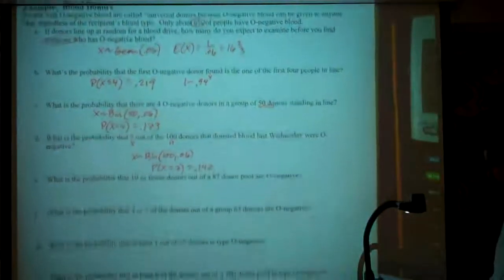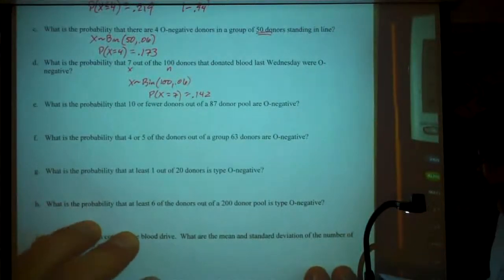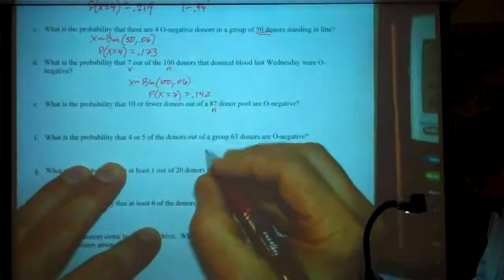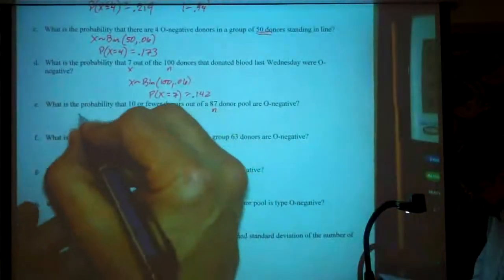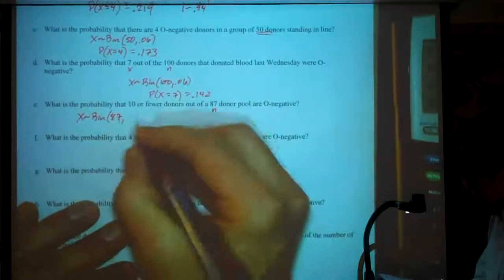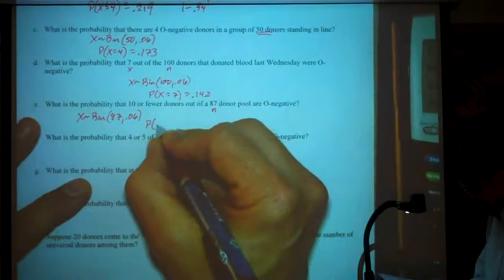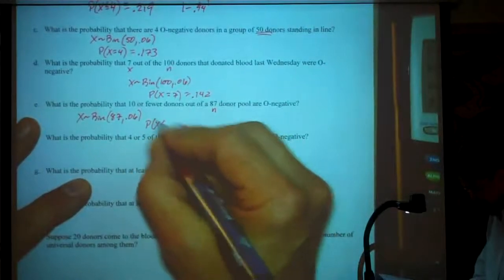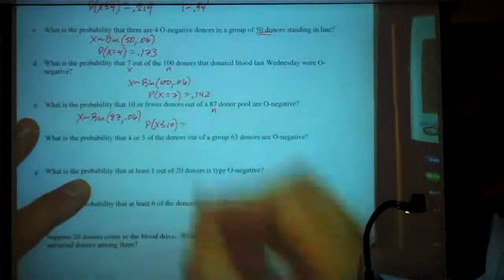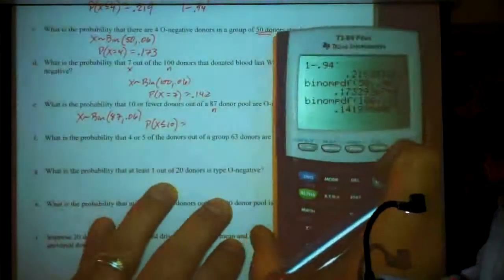E. What is the probability that 10 or fewer donors out of an 87 donor pool are O-negative? Okay, N is now 87. So X is binomial, where N is 87, P is still 0.06, and now I want the probability that X is less than or equal to 10. I'm going to use a binomial CDF, the cumulative distribution function.